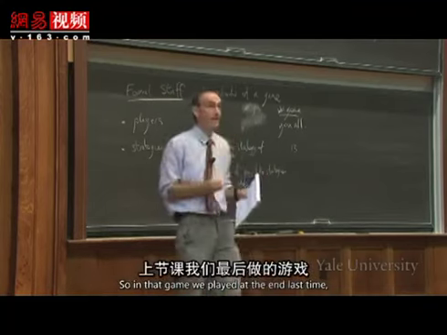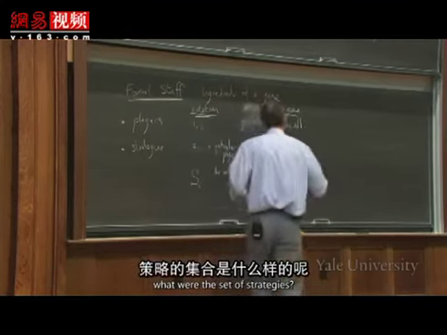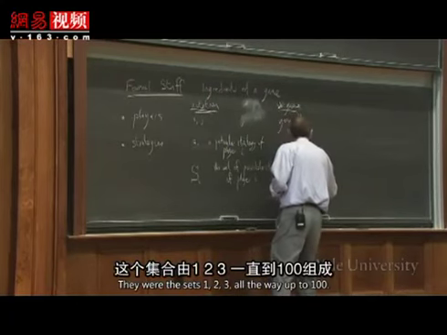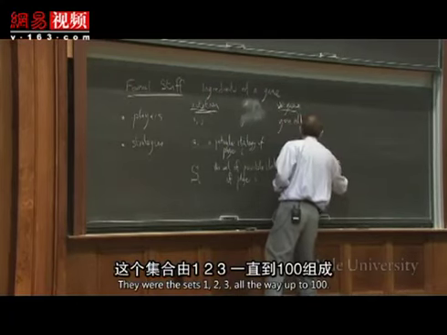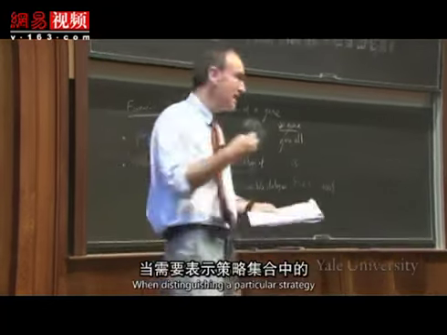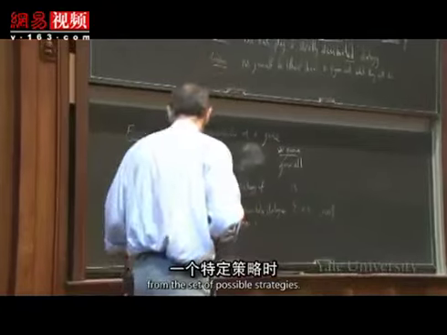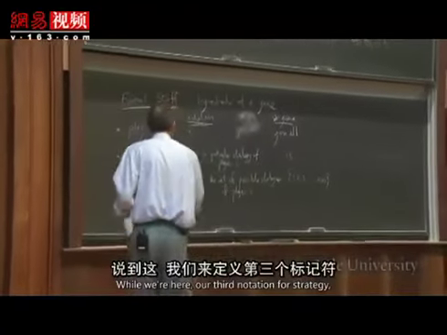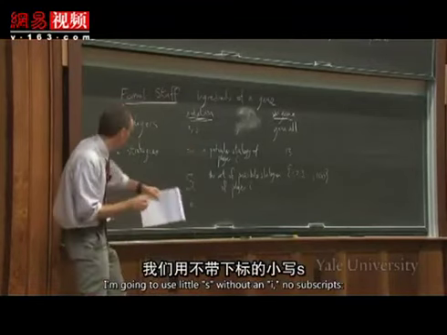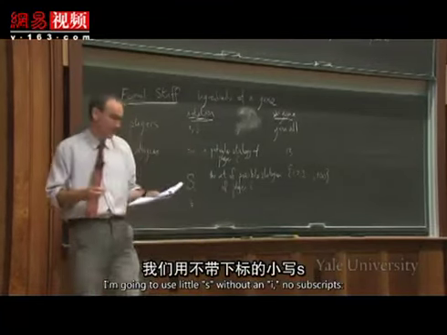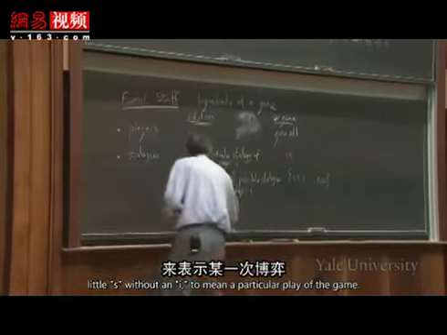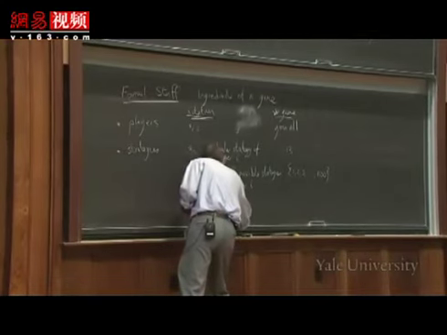So in that game we played at the end last time, what were the set of strategies? They were the set 1, 2, 3, all the way up to 100. All right, so I'm distinguishing a particular strategy from the set of possible strategies. And while we're here, I want a third notation for strategy. I'm going to use little s without an i, no subscript, to mean a particular play of the game.